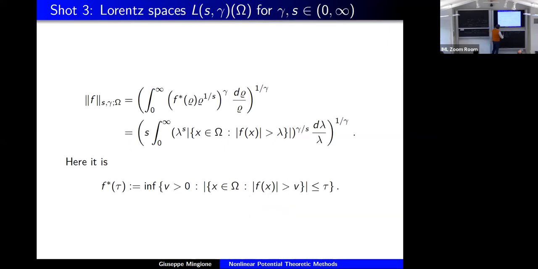Okay, now these are Lorentz spaces. As a first approach, you just take this as an abstract object, but you don't read exponents and so on. But this is what it is. But they work. This is the rearrangement invariant version for those who like rearrangements. This is the level set decay version for those who like level sets, but they are the same. For p equal to 2, for gamma equal to s, this simplifies, and this is nothing but Lebesgue.